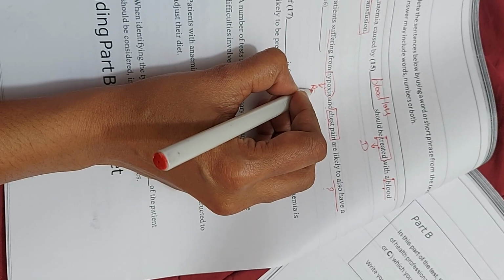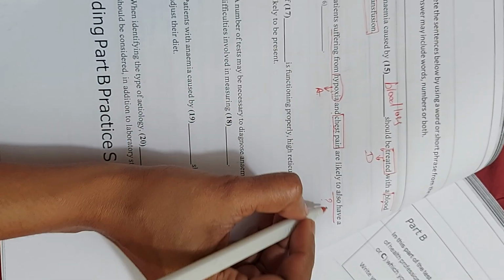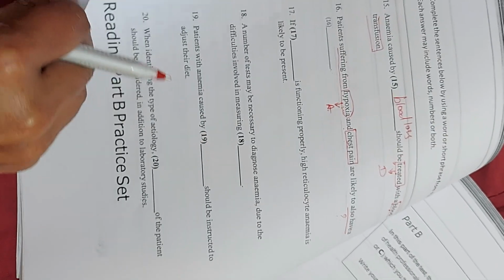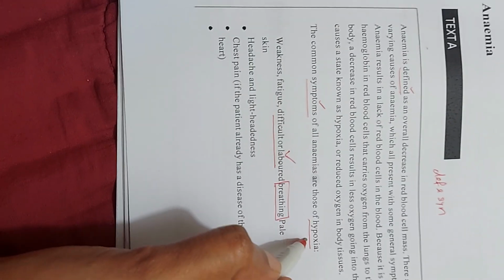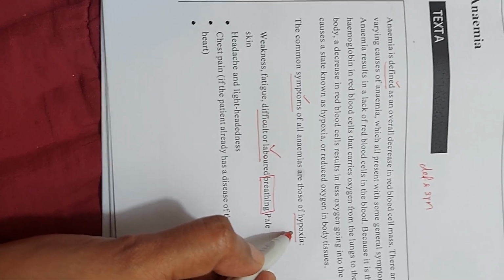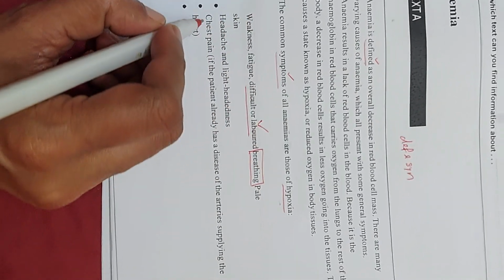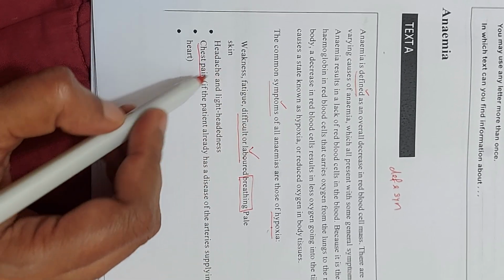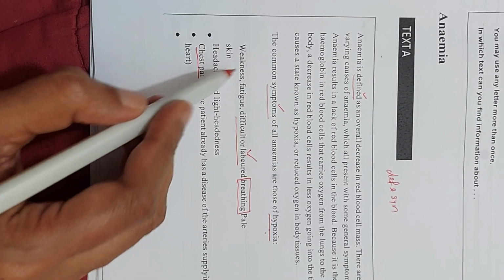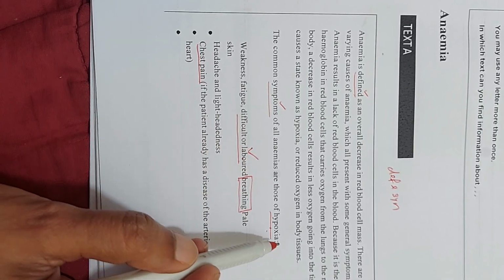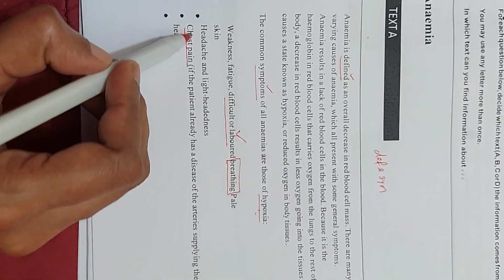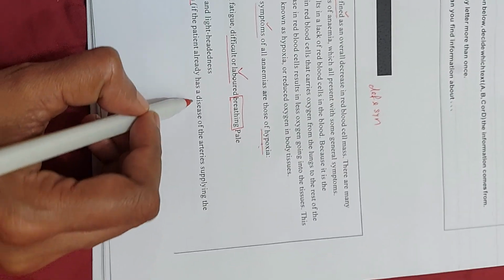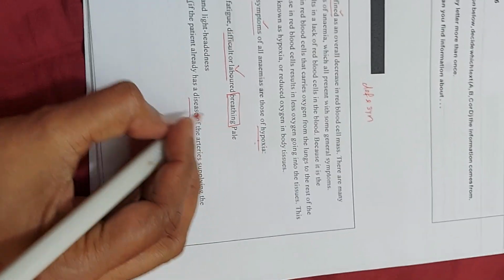So I skimmed to text A. Now I have to find the answer, where it is. One more disease condition. Okay. If you go to text A, there is the word hypoxia which I already marked. So I need to look for the words chest pain. So there is chest pain here. These are all common symptoms of those who have hypoxia: weakness, headache, everything. So those who have hypoxia as well as chest pain also have disease of arteries. Okay, so my answer lies here.